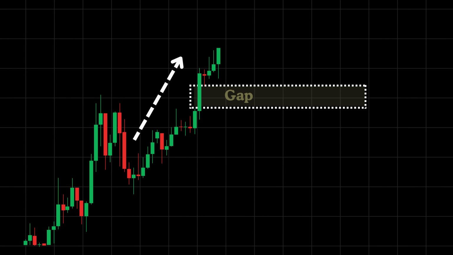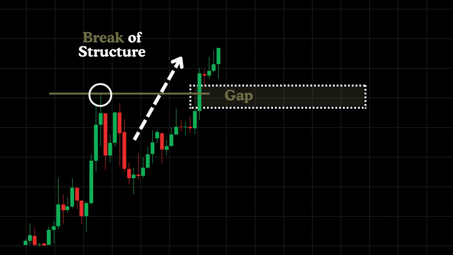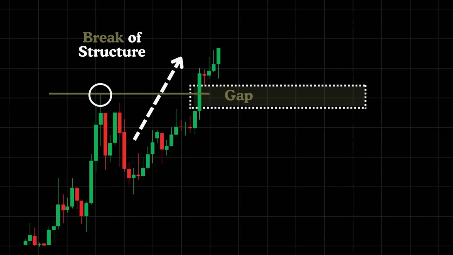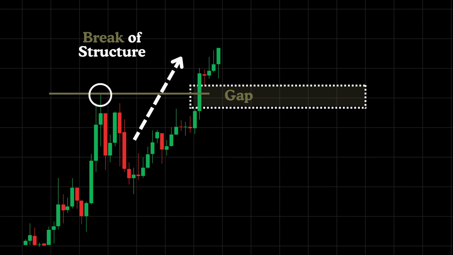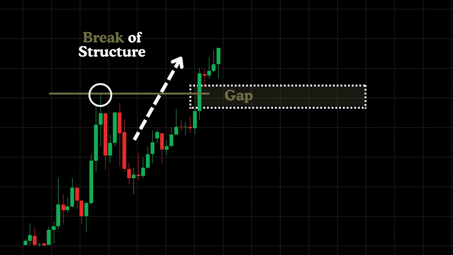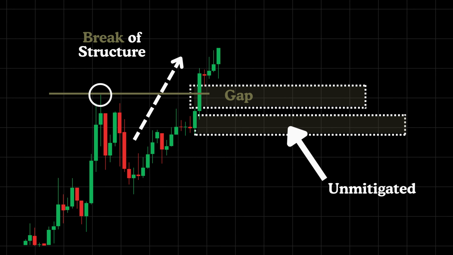That same impulsive rally broke above a previous swing high. This break of structure confirms that buyers have seized control and are likely targeting higher levels. Without this break, the move could just be a temporary retracement. After the impulsive rally, price has not yet retraced to the origin of the move, which is the final down candle before the breakout. This shows the zone is still unmitigated.